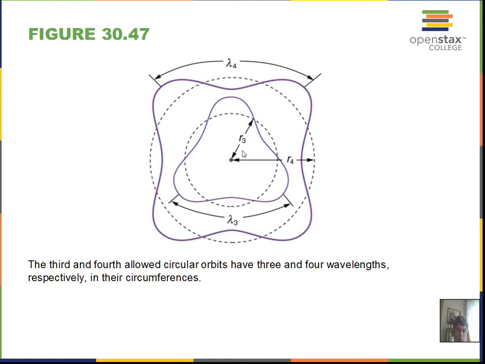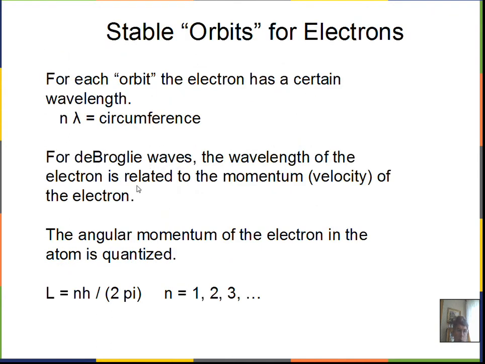Here's an example for n equals 3. There are 3 wavelengths here. So peak to peak is 1, peak to peak is 2, peak to peak is a third wavelength, and you can count for the 4. So n times lambda equals circumference.